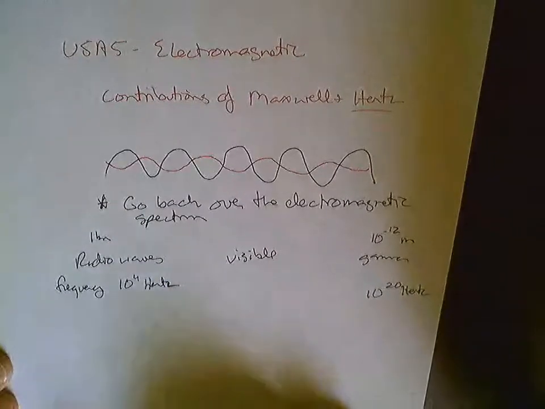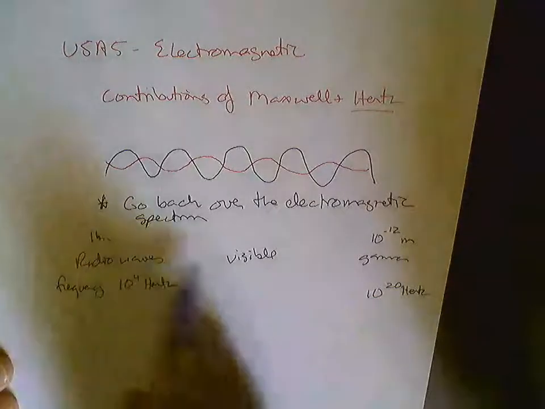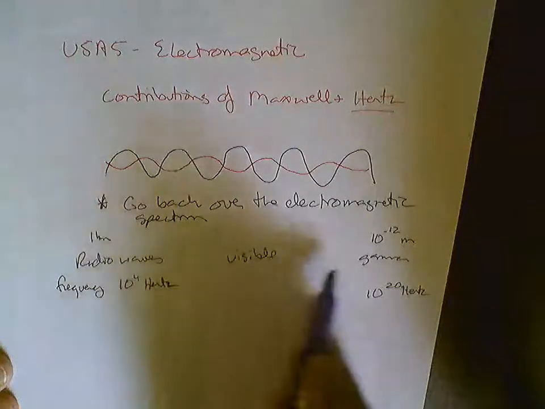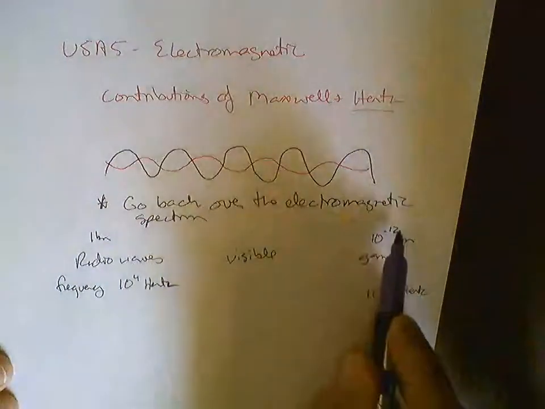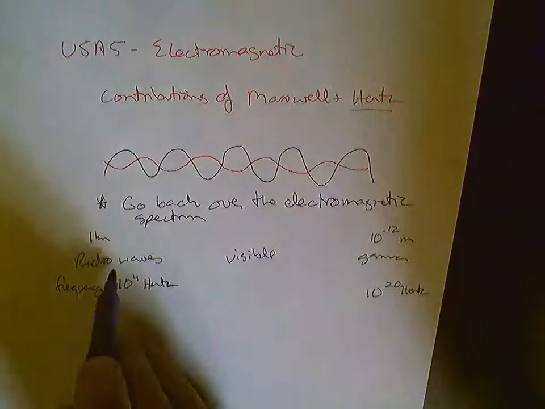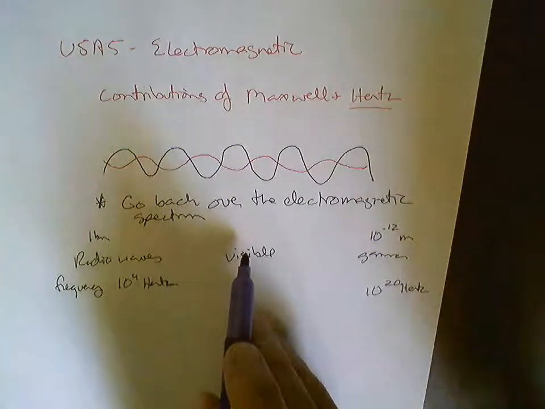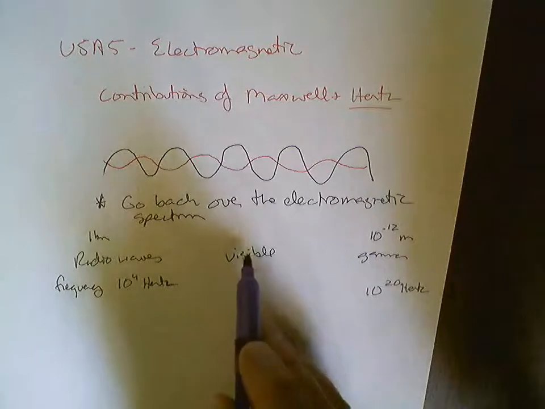The electromagnetic spectrum spans everything from radio waves, which are 1 kilometer in length, to visible rays down to gamma rays, which are 10 to the minus 12 meters in length. That's about the diameter of an atomic nucleus right there. So we're going from very large waves to very small waves. Remember, visible light, the Roy G. Biv, is only a small part of this whole spectrum.